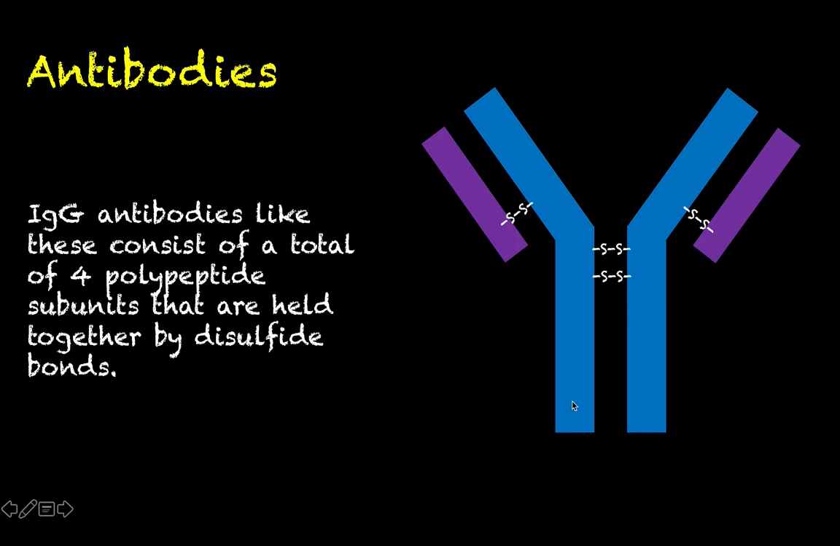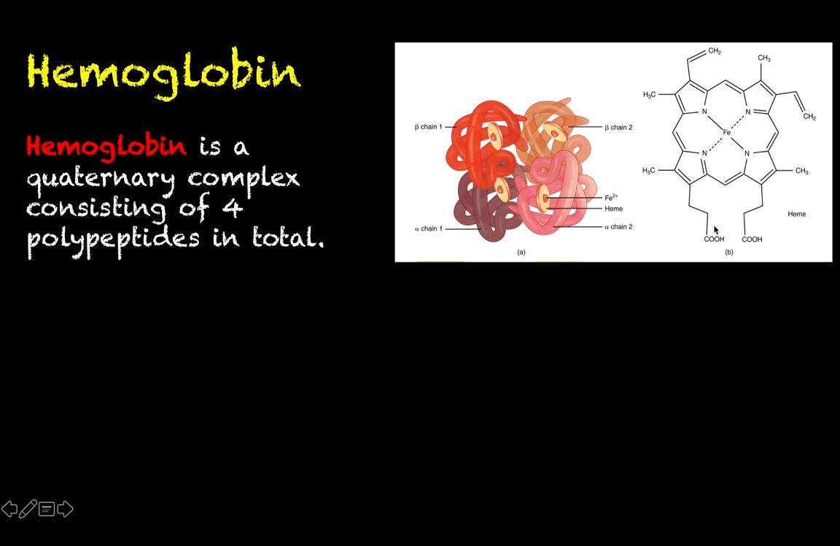These proteins consist of 2 of what are called heavy chains, which are the blue subunits here, and 2 light chains, which are the purple subunits here. The two heavy chains are held together with disulfide bonds, and each heavy chain is attached to a light chain by disulfide bonds as well. The next example we will look at is hemoglobin.